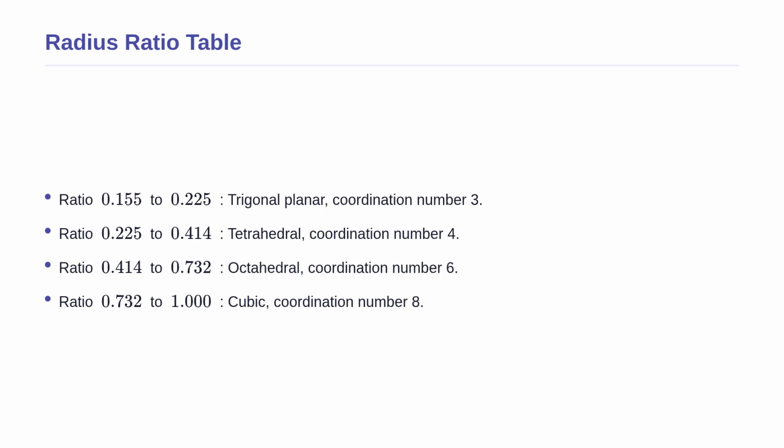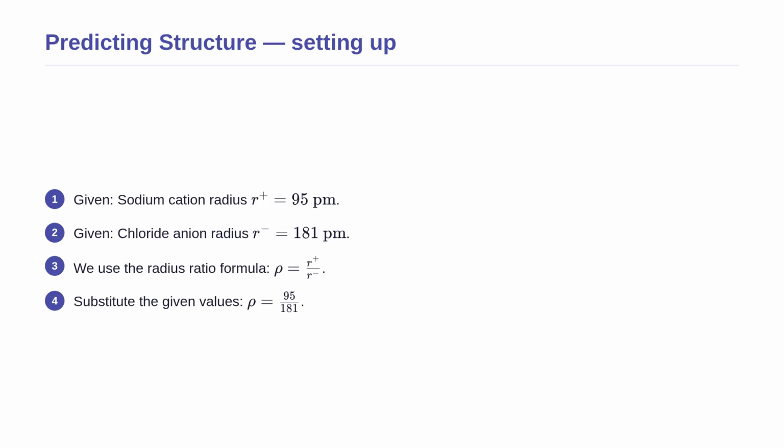Between 0.225 and 0.414, they form a tetrahedral shape with four neighbors. From 0.414 to 0.732, it is an octahedral shape with 6 neighbors, and up to 1, it forms a cubic shape with 8 neighbors. Before we move on, let us see this with a concrete example.